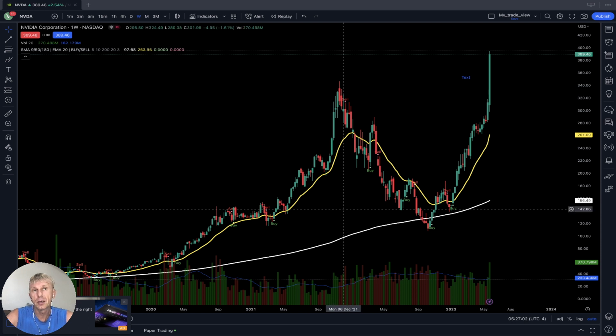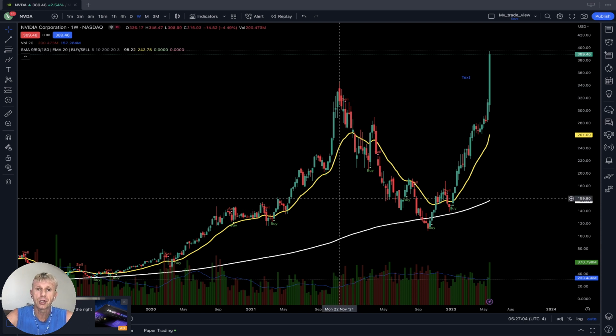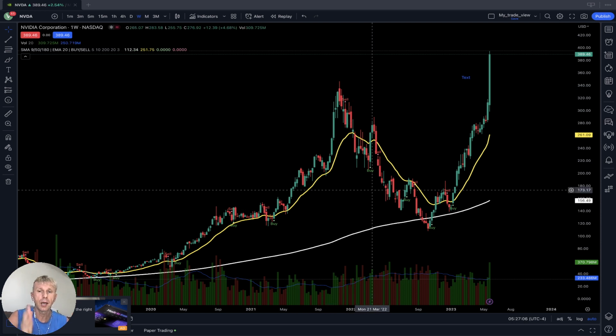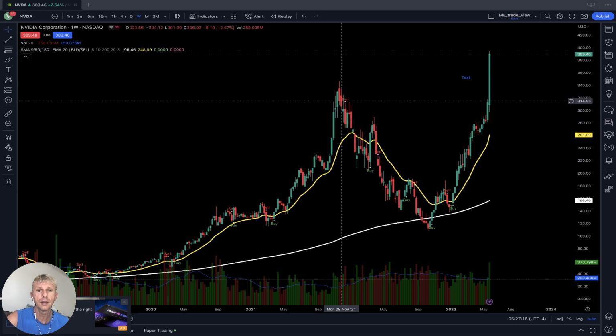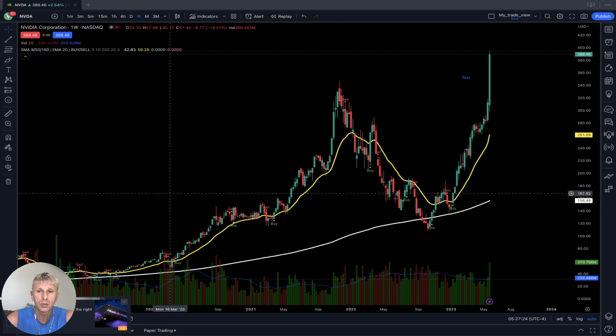Because the market is very simple, it's not rocket science. It has just two directions, up or down. It has only two actions, buy or sell. And it also has only two colors: green is bullish, red is bearish. Very simple. Nothing else. It's not rocket science, like I said. Nothing special, very simple. Now let me show you.